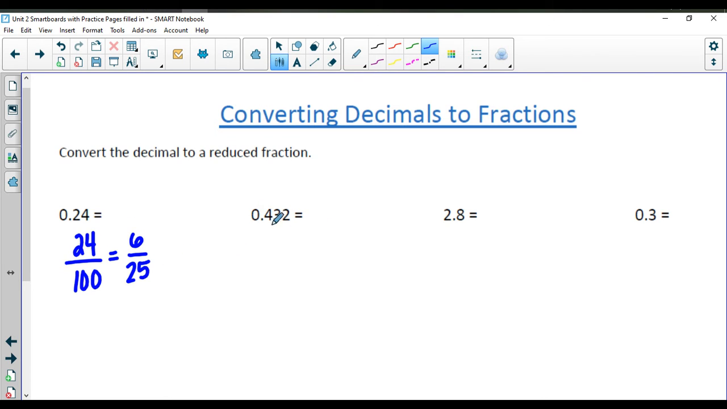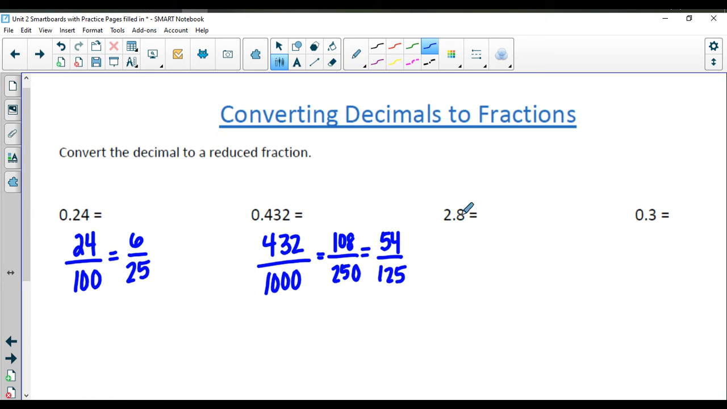In this one, I have 0 and 432 thousandths. So that's over 1,000. And if I look there, I'm going to actually just divide by 4 for the first one because I see this is a 432. That'll work. If you didn't realize that, you might have just divided by 2. If I divide by 4, I get 108 over 250, which are both still even. So I need to go one more time. And I end up with 54 over 125 then.